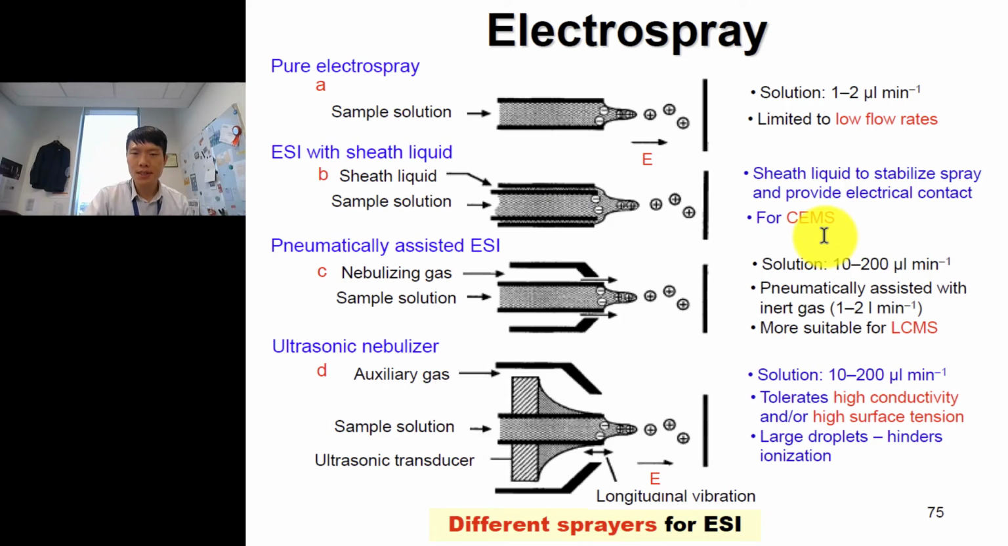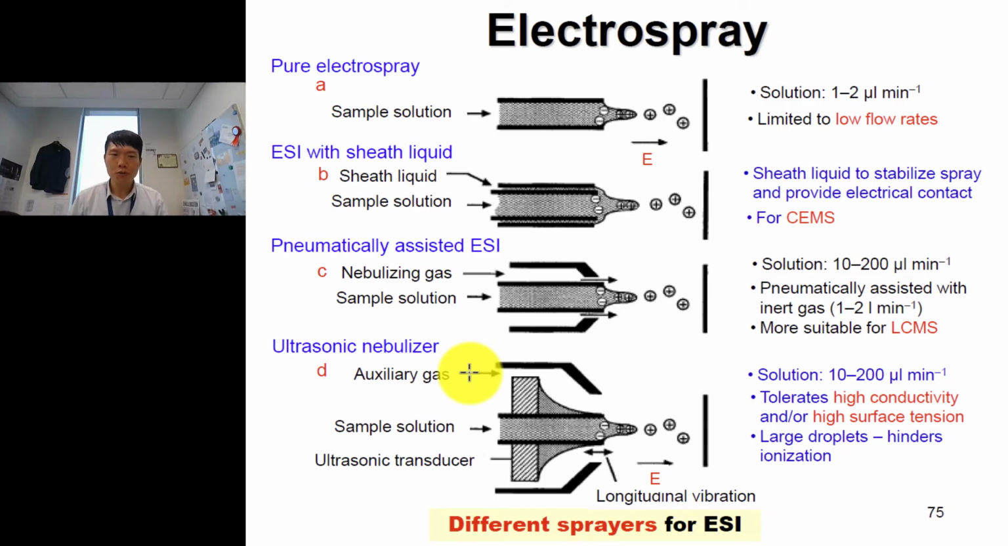This is for CE-MS, capillary electrophoresis MS, the one you learned before. It does provide some electrical contact, because in CE you also encounter some form of potential difference. Next, we have the pneumatically assisted ESI, where we have the assistance of a nebulizing gas, with the sample solution within, and the solution flow rate is good for LC-MS, liquid chromatography mass spectrometry.